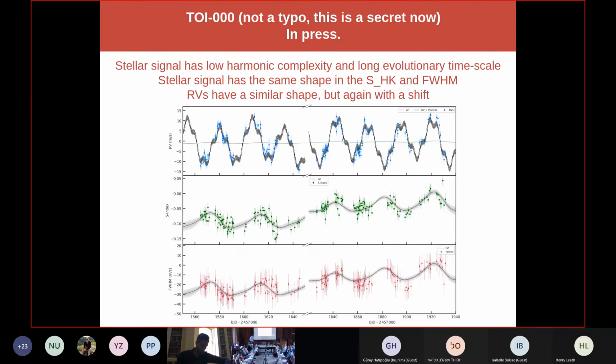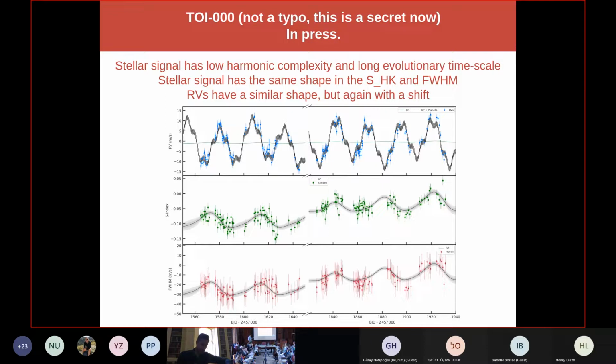There is another example. This is not a super secret, I just didn't ask the first author if I could present this here. It is another example in which we have the stellar signal in the S-index, in the full width at half maximum, and the radial velocity.